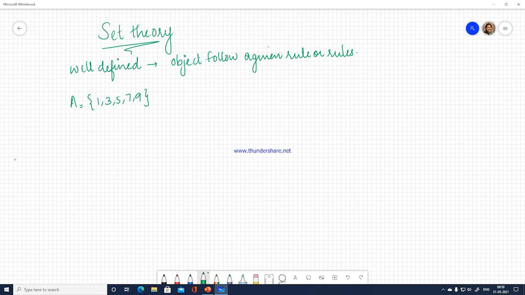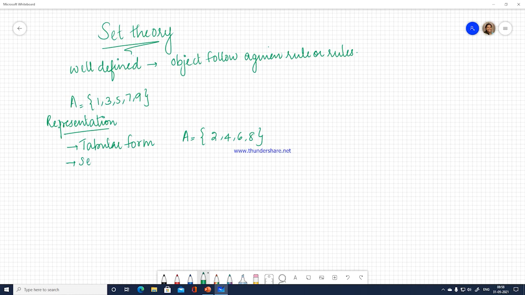Now, we can represent sets in two ways. Representation of sets consists of one in tabular form. Tabular form means we'll represent A is equal to the set 2, 4, 6, 8, meaning the set of all even integers less than 10. Okay, that is a tabular form.